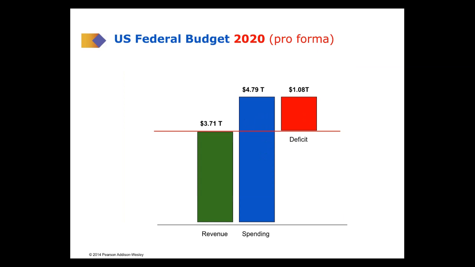Okay, so let's look at the budget for 2020. This is the pro forma budget before the year started. This is where they started out when they approved the budget. You basically had an expectation of $4.79 trillion in spending, $3.71 trillion in revenue, and a little more than $1 trillion deficit. So we'd be spending a little more than $1 trillion more than we brought in. And the years prior to 2020 were kind of similar to this.